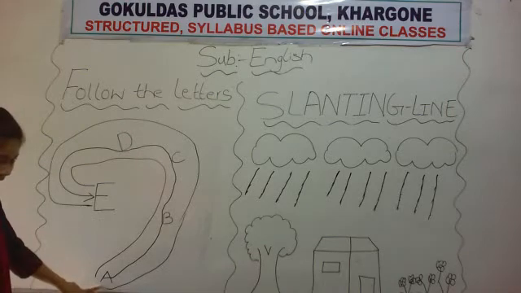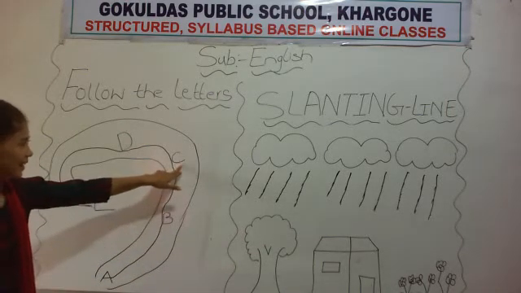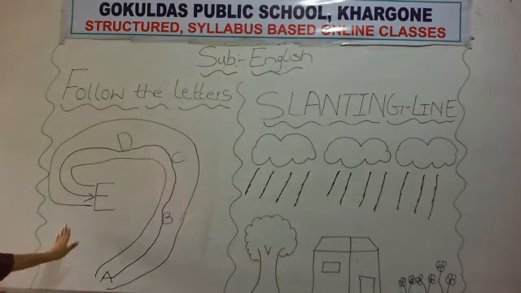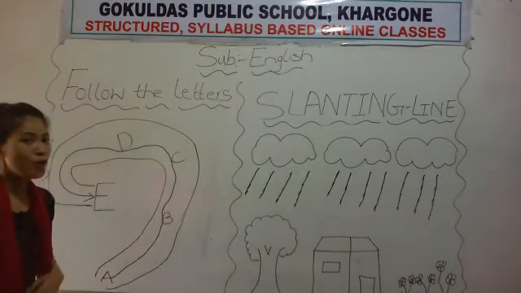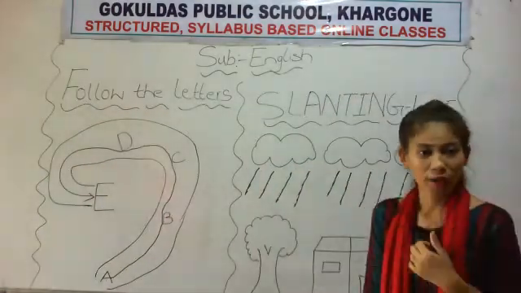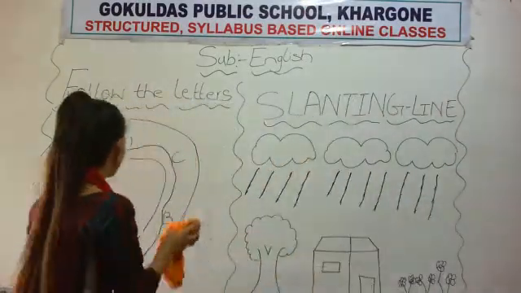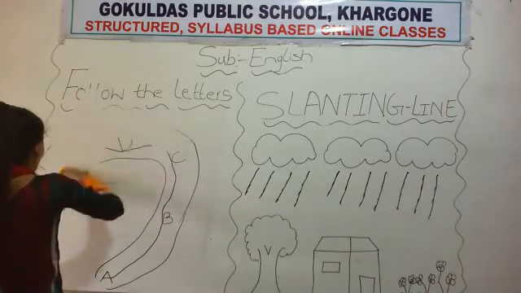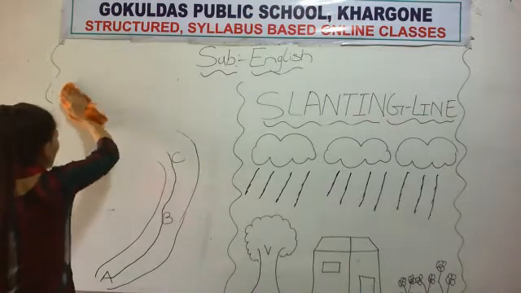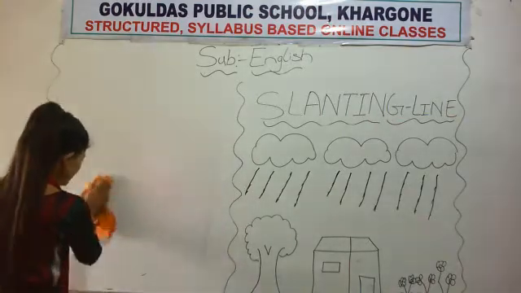See, letter A, letter B, letter C, letter D, and letter E. Now complete these two. You have to note down in your notebook. Now again, I'm going to teach you how to make a slanting line, which you have to write in your notebook just for practice.